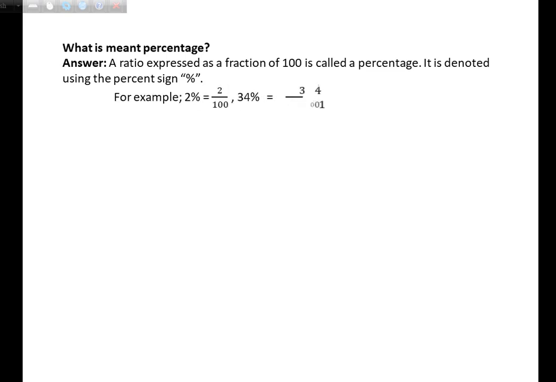A ratio expressed as a fraction of 100 is called a percentage, and normally it is denoted using the percentage sign. For example, 2% means 2 by 100, 34% means 34 by 100, etc. And the basic topics of percentage are interest, simple interest, profit, loss, etc. In your textbook, there are these main factors, and out of them simple interest is notable.